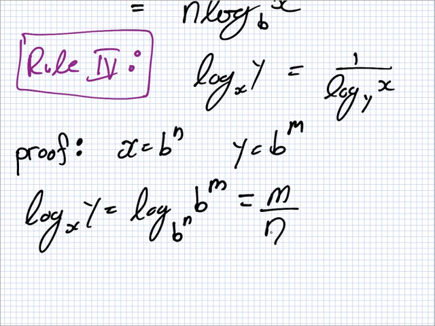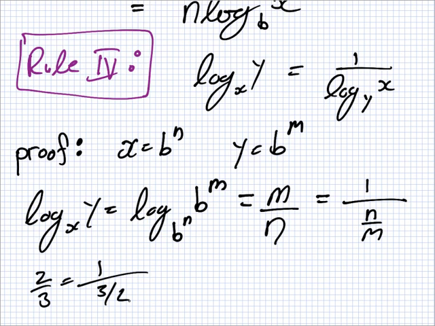Because think about it. If you have b^n and you use this power, what do you get? b^m. Okay, right, so that's okay. Now, what I can do is change this into 1 over n over m. That's actually the same thing. Like if you have 2 over 3, that's the same as 1 over 3 over 2. And you can actually test this on your calculator.